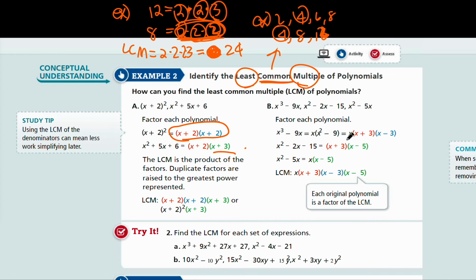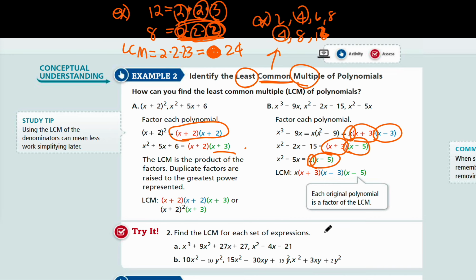So look at the bases. We have x, just multiply it once, and then x plus 3, which is multiplied once, which is the most, and then x minus 5, which is multiplied once at most, and then x minus 3. So you just have to multiply all of the 4 different factors one by one. So x times x plus 3 times x minus 3 times x minus 5. That is your LCM. And you can just leave it in factored form unless you have to multiply them out.